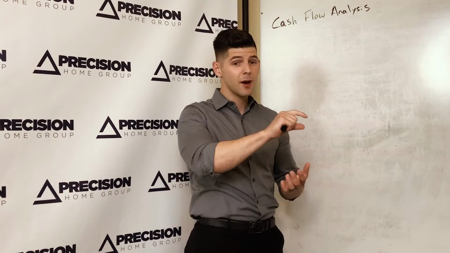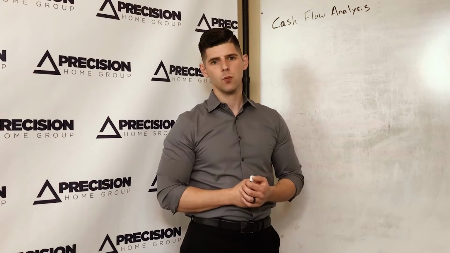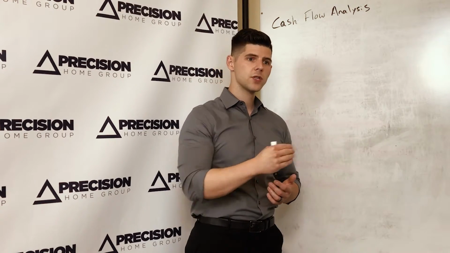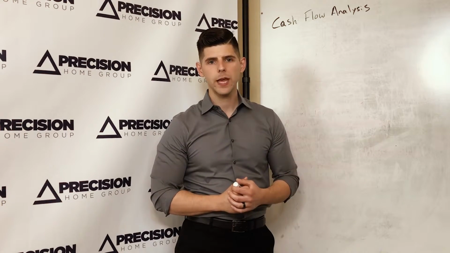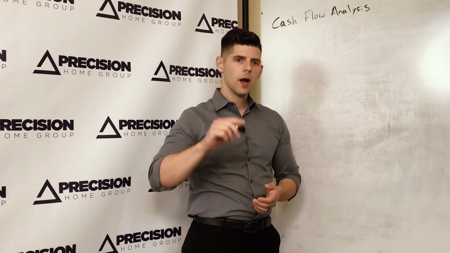Hey, we're going to break this down tomorrow. We're actually going to talk about each line item, what actual expenses go into each one for operating expenses. We're going to talk about potential income versus actual income, and we're going to break down how to figure out what that debt service is, okay? So we'll see you back here tomorrow.